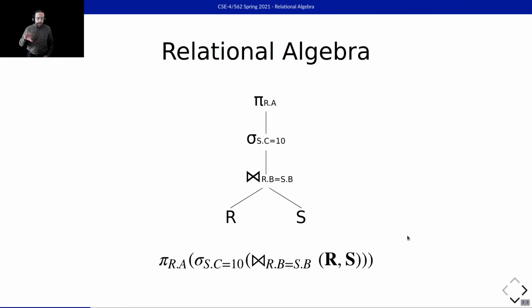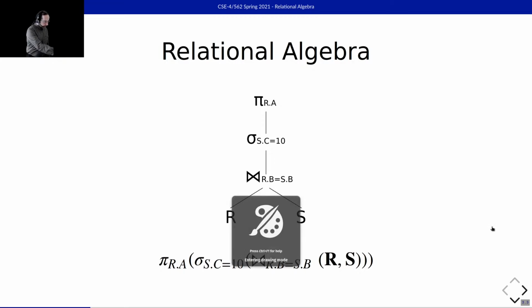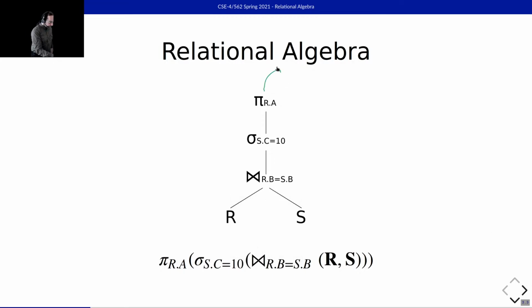This tree-like structure has the answer, or the output of the query, at the top of the tree, right here. You can think of the result coming out from there, and then the input tables are at the bottom of the tree, and they feed into this data flow graph.